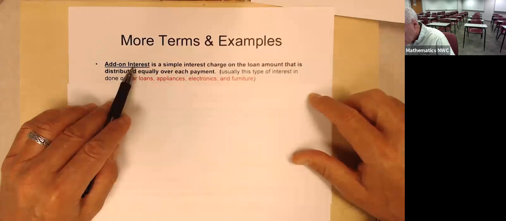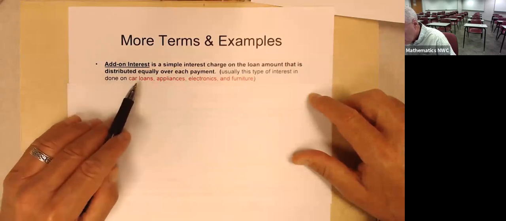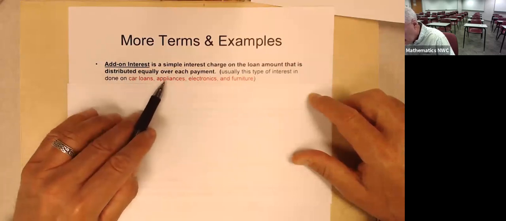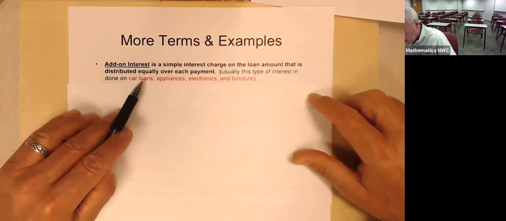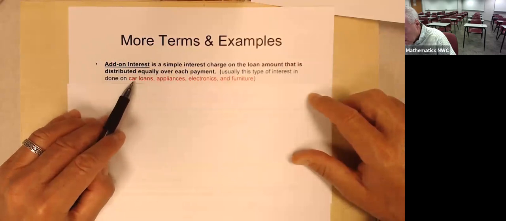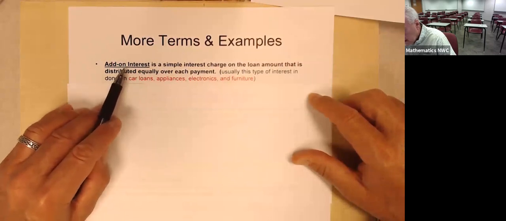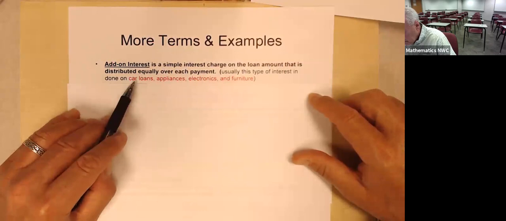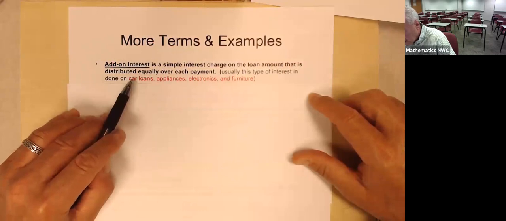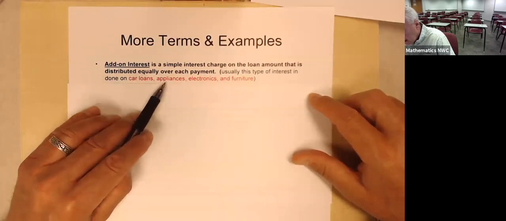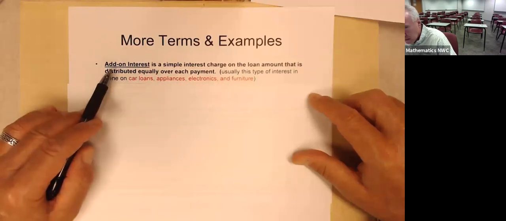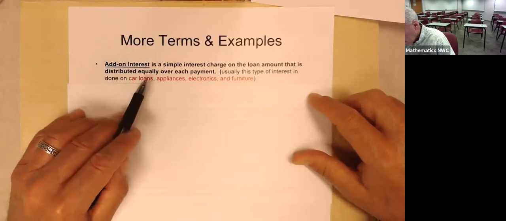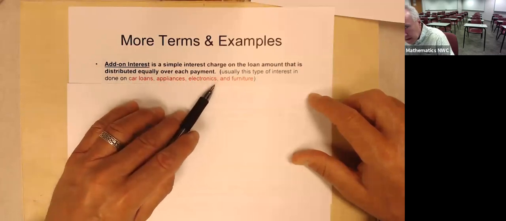This is the type of interest that's usually done for car loans, appliances, electronics, and furniture. Many of you are probably going to purchase a used car. It will usually be add-on interest. Many new cars will also, if you have to borrow, have add-on interest. Appliances almost always, electronics always, furniture always. These are all very common ones you are likely to encounter over the next 5 to 10 years.